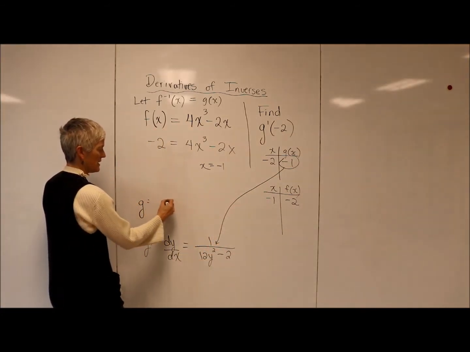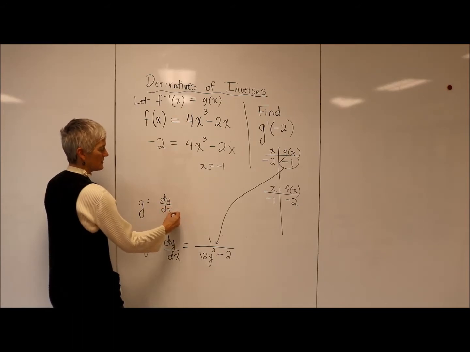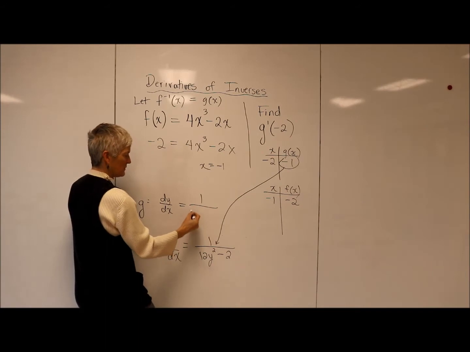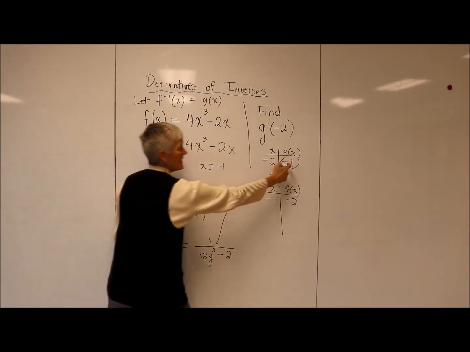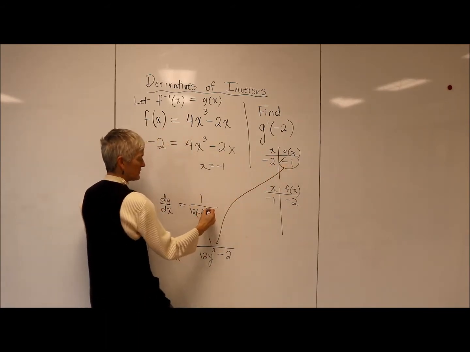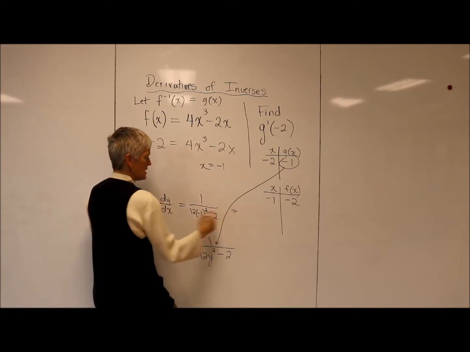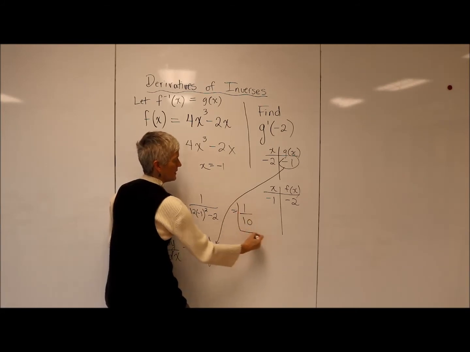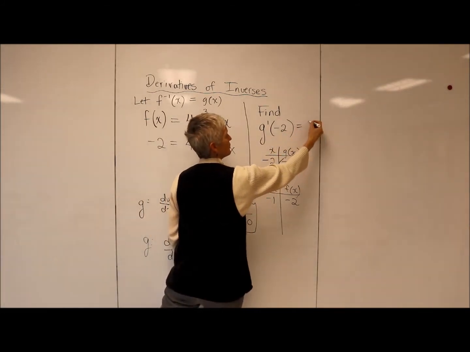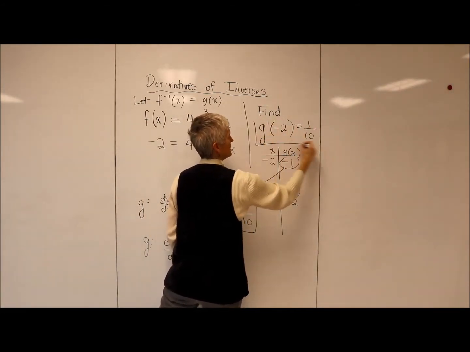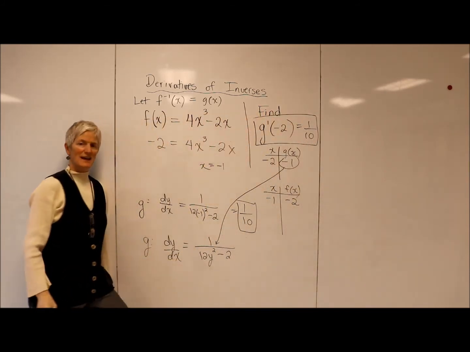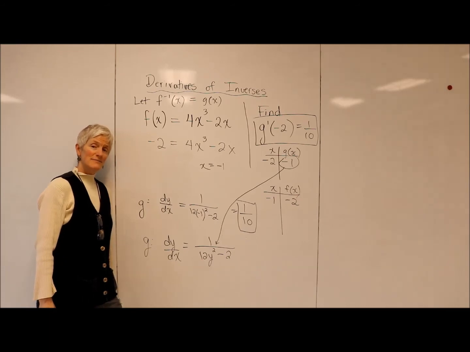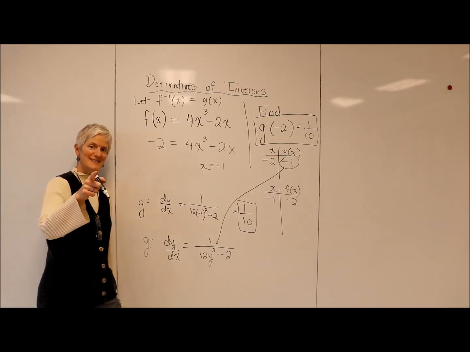So I'm going to bring this up here. So the dy dx, when x is negative 2, is going to be 1 over 12 times that y value, which is negative 1 squared, minus 2, which is 1/10. So g prime of negative 2 would equal 1/10. Kind of tricky. There is, I think, an easier way to do this. So we'll get to that next.